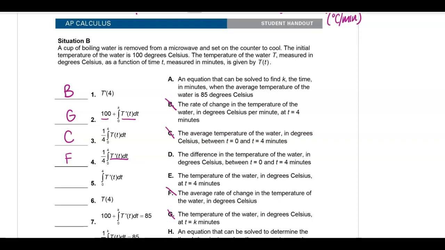Number 5, well, if we integrate a rate, we get accumulation. So this looks like it's going to be the change in temperature between 0 to 4, or the accumulated temperature change, however you want to look at it. So that's going to be D. It's how did the temperature change between 0 and 4, same thing as accumulation. Number 6, that's just going to be the temperature at 4 versus the rate of change like number 1. So that'll just be E.